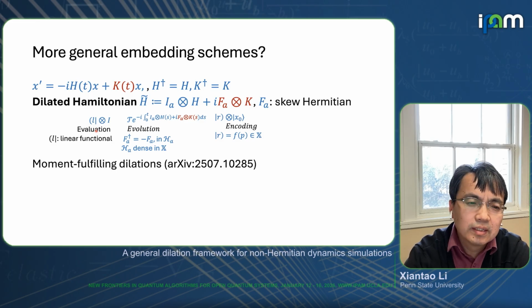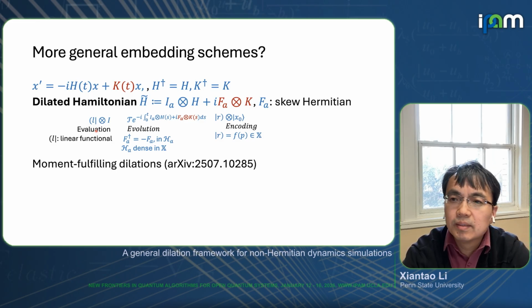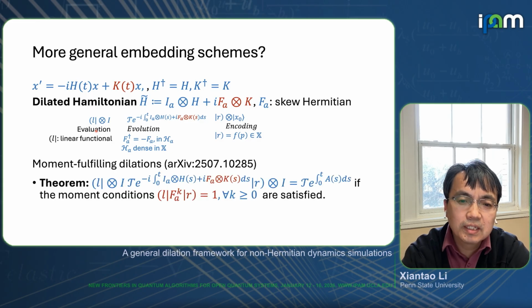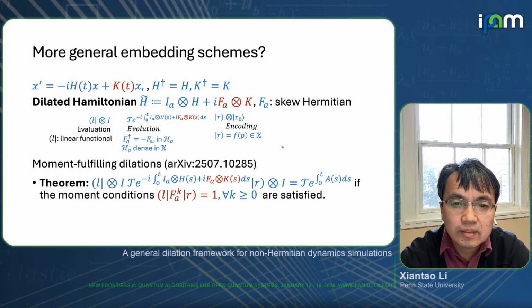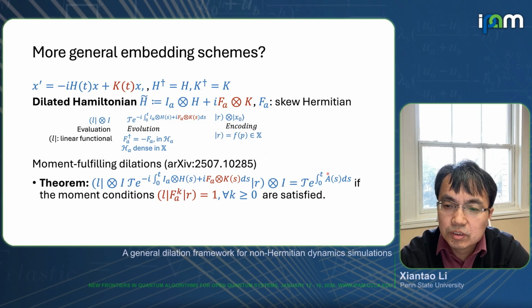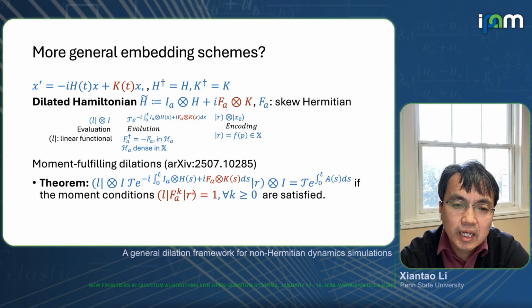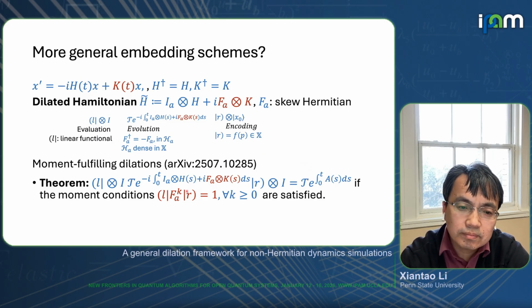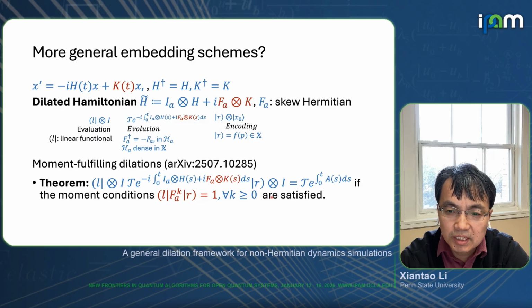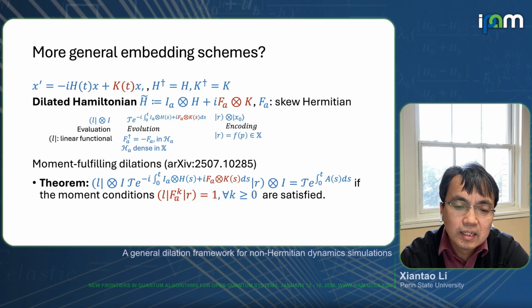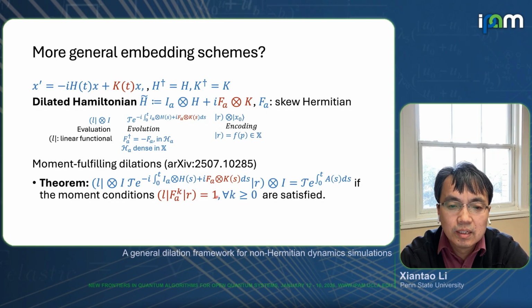The recipe that I came up with is a moment matching condition. And so specifically, this formula that you build will recover the solution of the original dynamics if these three elements exactly satisfy these moment conditions. So you apply the operator F k times, k is any positive integer, including 0, to R, and then left multiply this by L, you always get 1. As long as this is the case, you recover the exact solution.